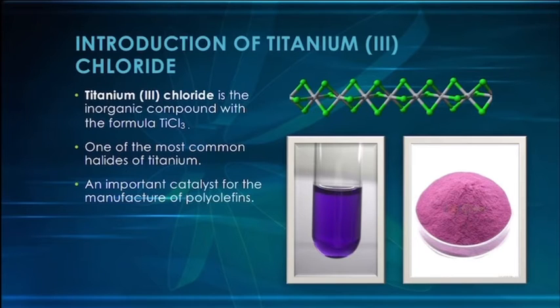First of all, the introduction of titanium trichloride. What is titanium trichloride? Titanium trichloride is an inorganic compound with the formula TiCl3. It is one of the most common halides of titanium. It is also an important catalyst for the manufacture of polyolefins. What are polyolefins? Polyolefins are a type of polymer produced from simple olefins, also called alkenes, as a monomer.